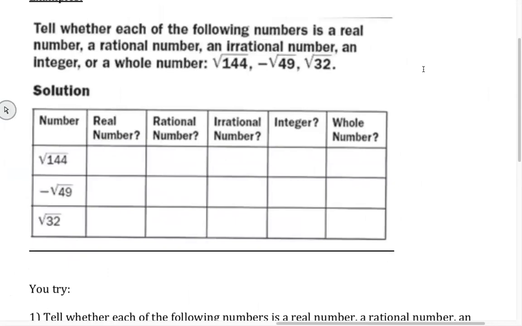All right, over here, I have a table and I'm being asked to determine whether each number is real, rational, irrational, an integer, or a whole number. So I need everybody to type these three things into their calculator real quick. Who can tell me what the square root of 144 is? 12. Who can tell me what negative square root of 49 is? -7. Thank you. And what is the square root of 32?